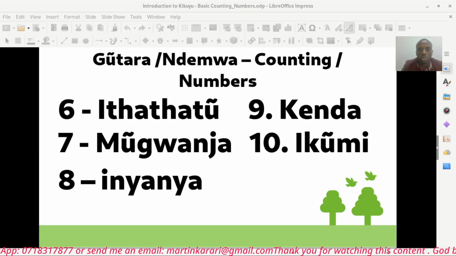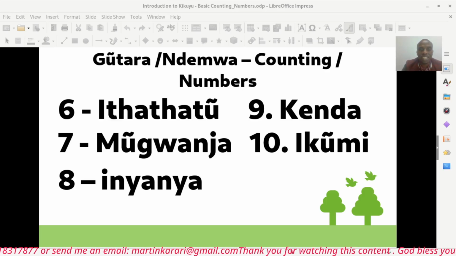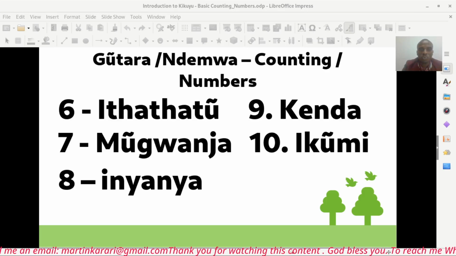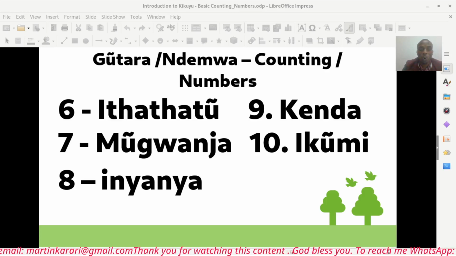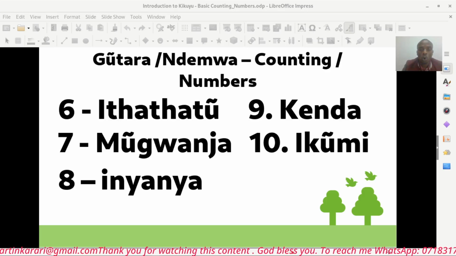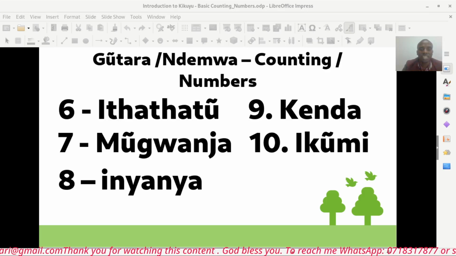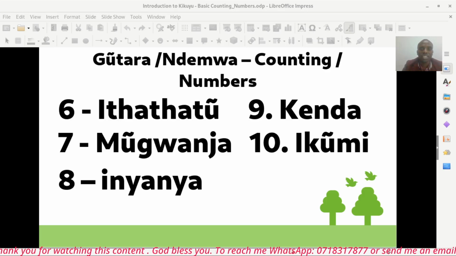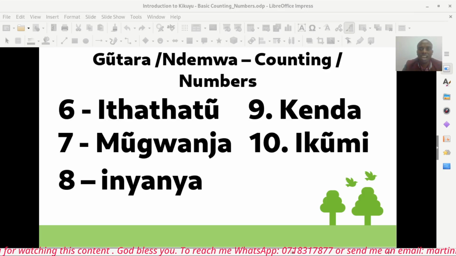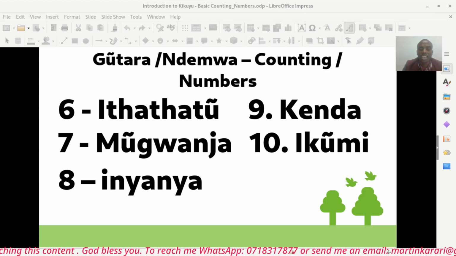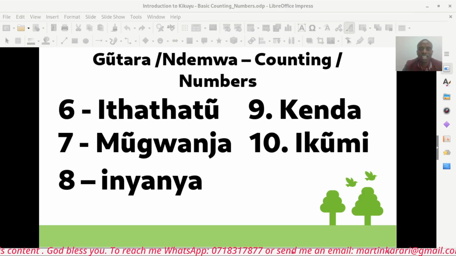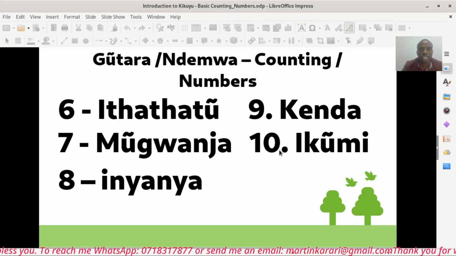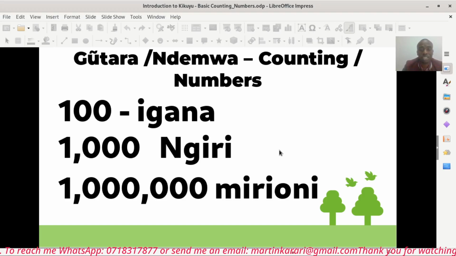And now let's continue to number 6. 6 is idatato. 7 is mugwanja. 8 is inyanya. 9 is kenda. 10 is ikomi. Yeah, you can hear that. Some of them look somewhat long, but not that difficult.